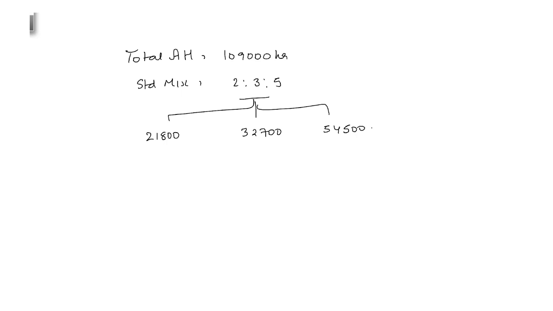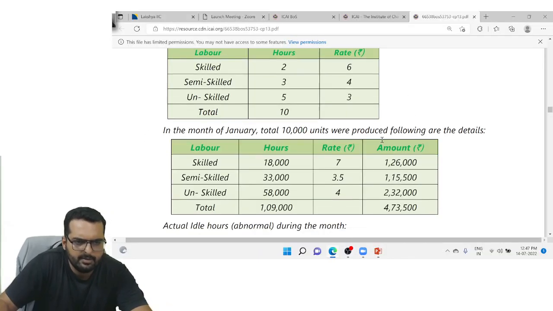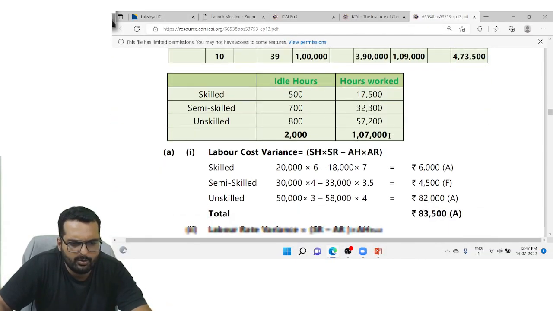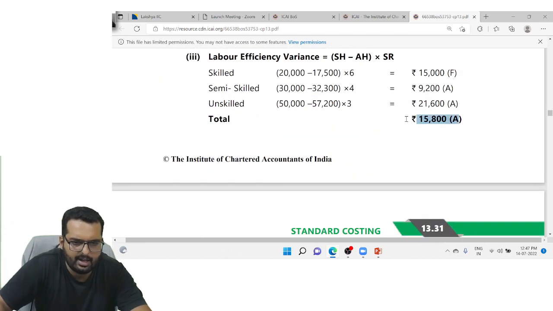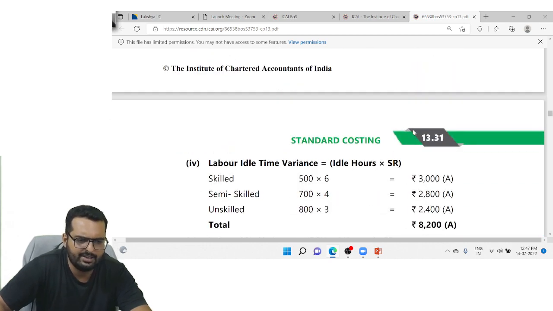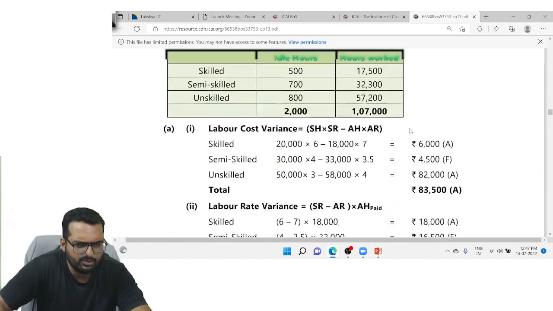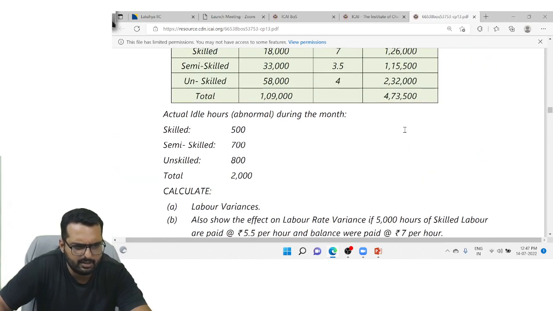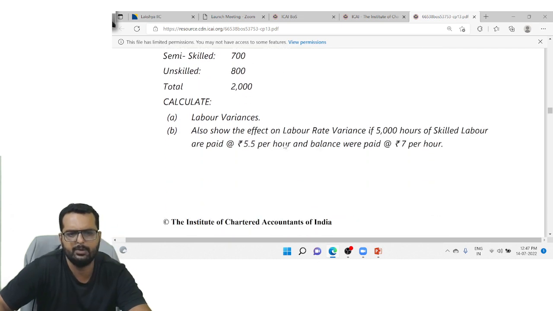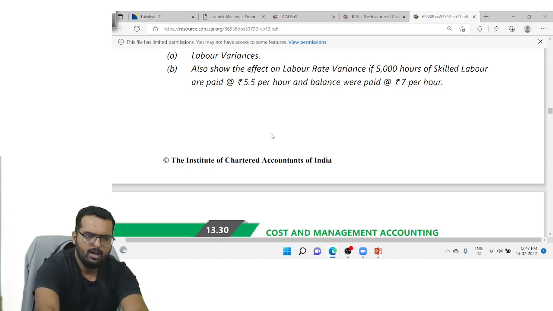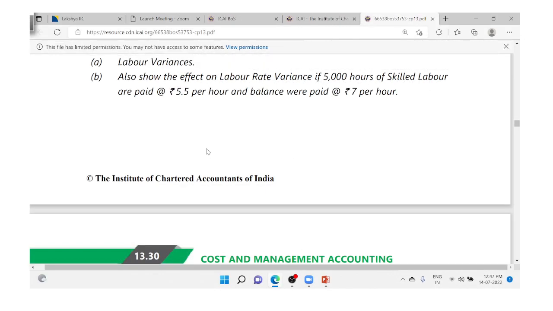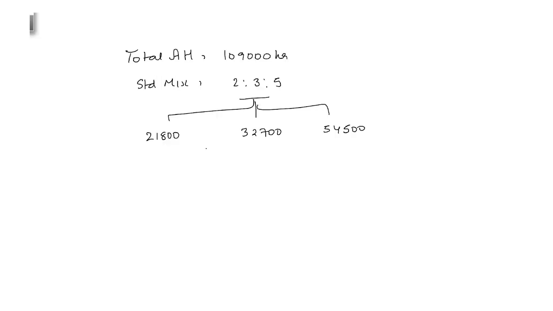Fine, friends. Are you all done writing this? You all get the answer as 83,500 variance, etc. Let's just go down and check. Yes, 83,500, 59,500, and the last one is how much? 15,800. Do they have an idle time also in the question? Have they told any details about idle time? Okay, please find out the idle time variance also. Okay, idle hours into standard rate. Okay, and then draw the chart the way we always do it. Let everyone finish. I'm not rushing. I'll go slow. Let everybody finish.